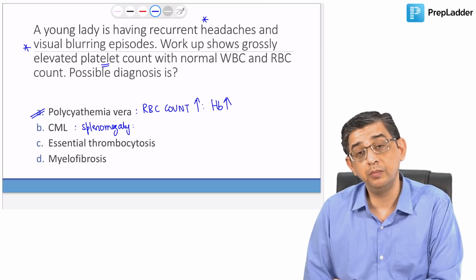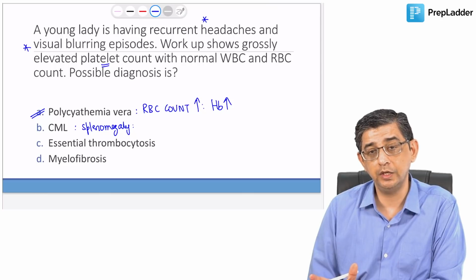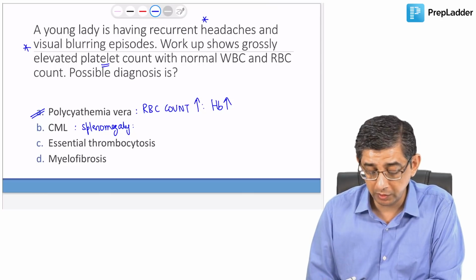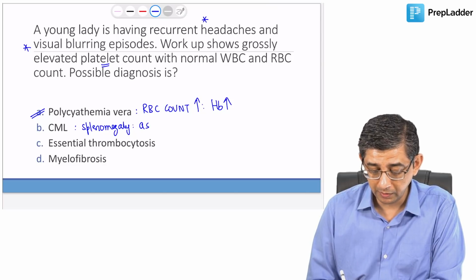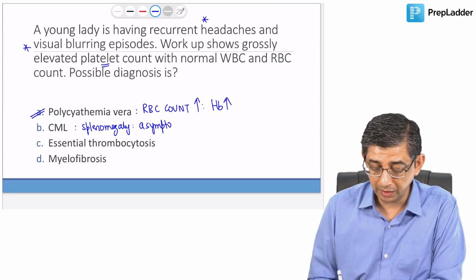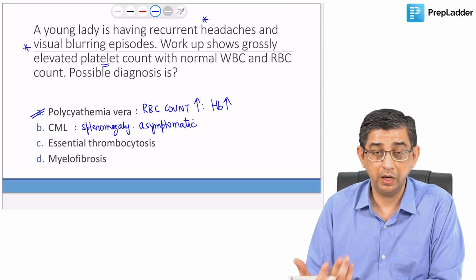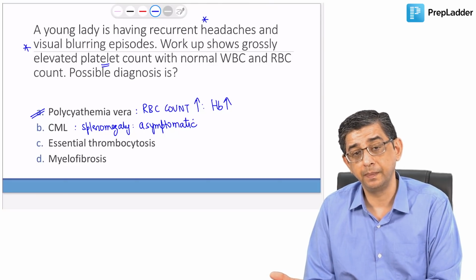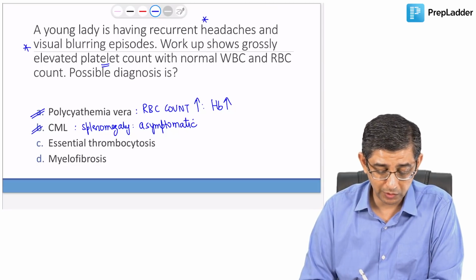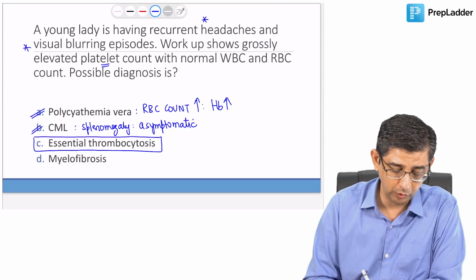In chronic myeloid leukemia, the platelet count usually is normal or slightly increased, but never grossly elevated. And anyway, the main presentation of chronic myeloid leukemia is asymptomatic. Most patients of CML, unless they go into blast crisis, don't have any symptoms initially. They might have a bit of constipation due to splenomegaly, early satiety due to splenomegaly, but as such, CML does not have any symptoms initially. Essential thrombocytosis is the answer to this question because the platelet count is elevated. You see, this is a myeloproliferative disorder.